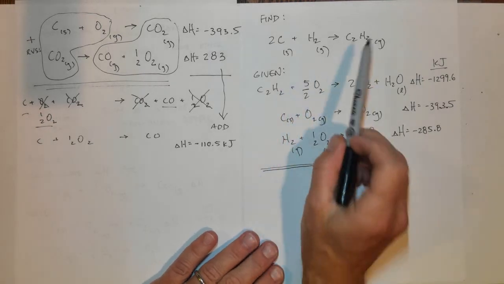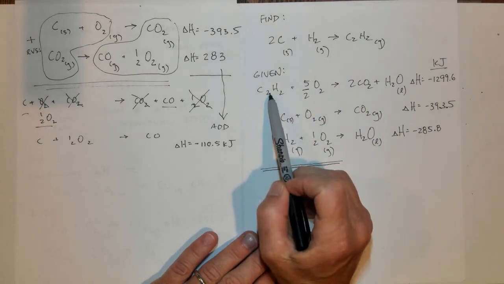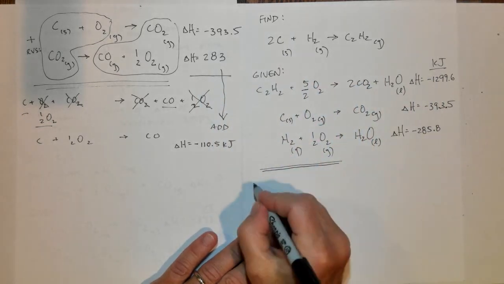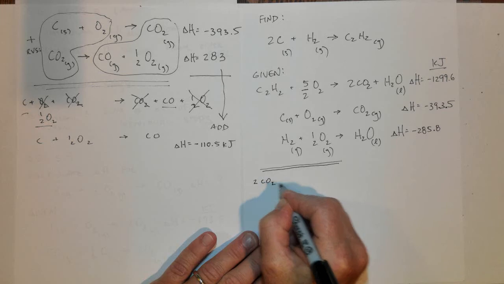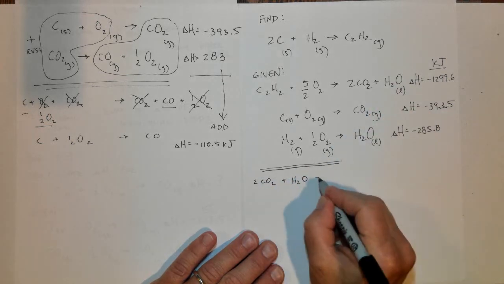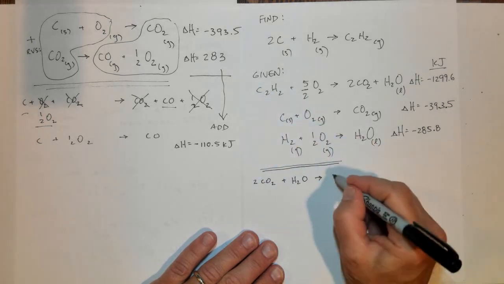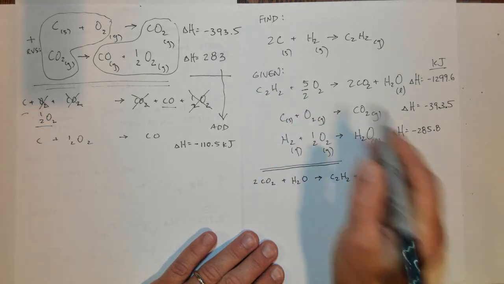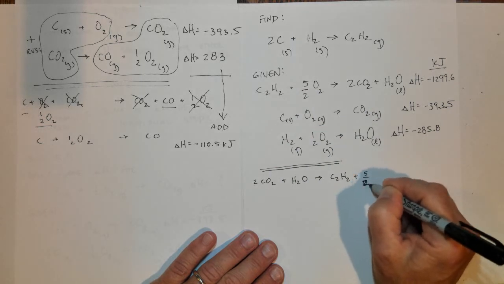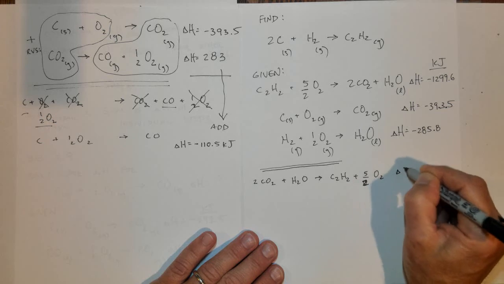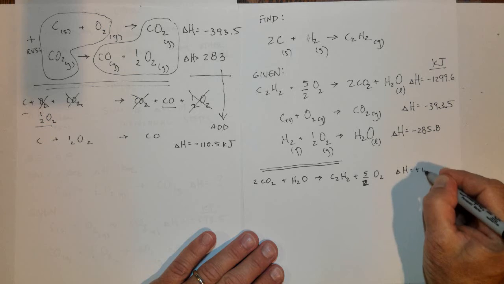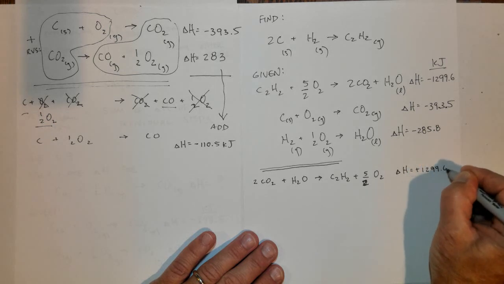Starting with the C2H2, because that's the first time I give it, I'm going to take this reaction and reverse it. So when I reverse the reaction, I get 2CO2 plus H2O goes to C2H2 plus 5/2 O2. Whoops, 5/2. And then the delta H, since I reversed the reaction, will now become the reverse, and this will be positive 1299.6.